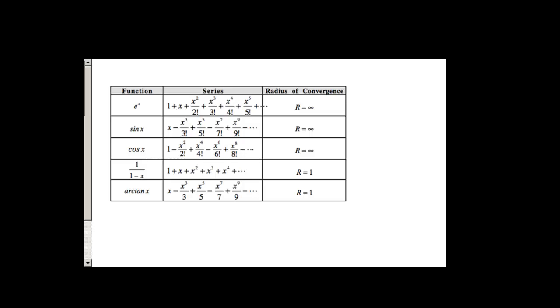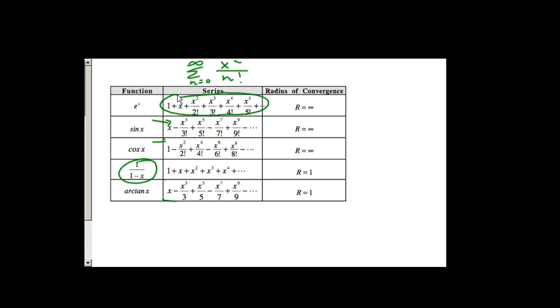So for example, we are able to write e to the x as this series, so we could write that as the sum from n equals 0 to n equals infinity of x to the n over n factorial. So we know how to do that. We can write sine of x and cos of x. We know this geometric series.